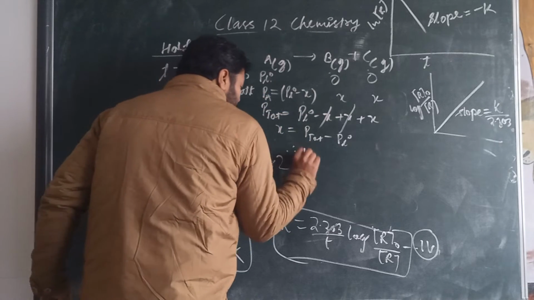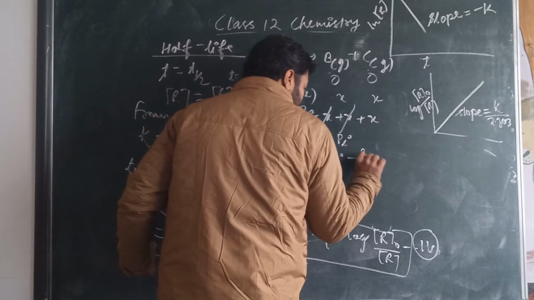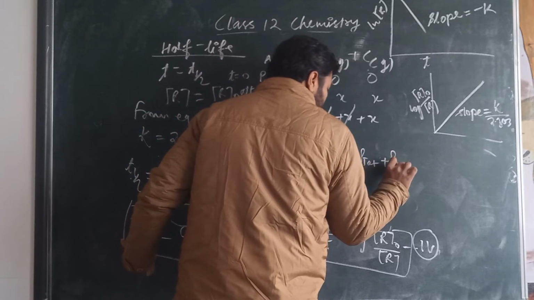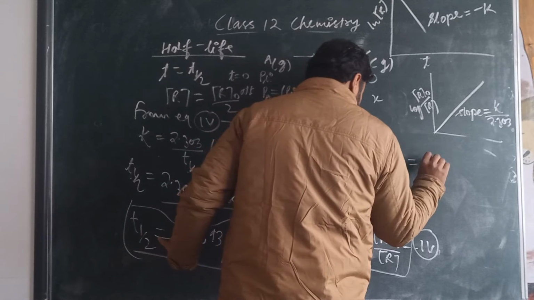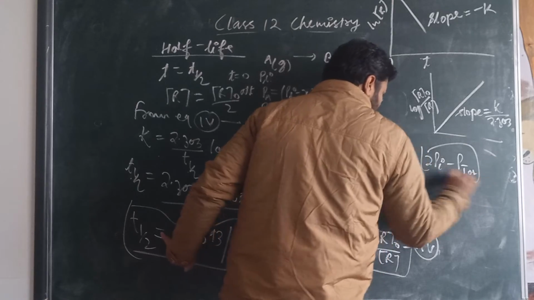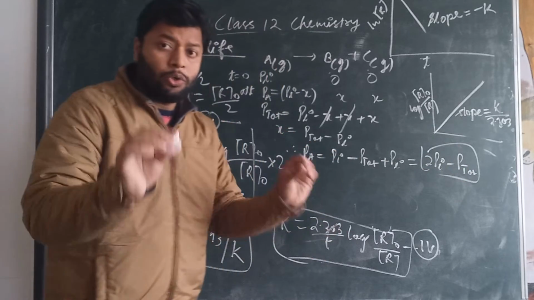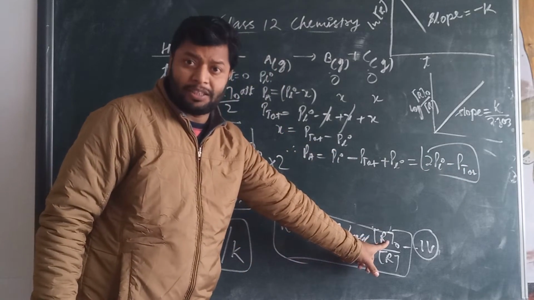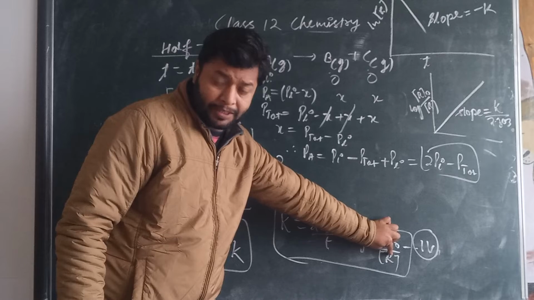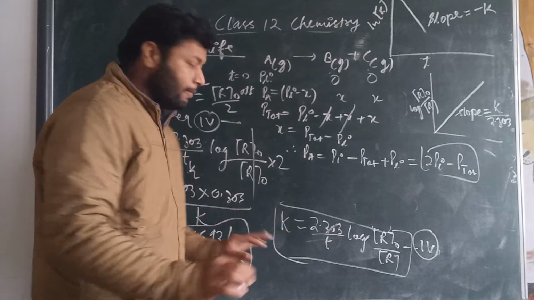When we put this value of X in the formula Pi minus X, we get the value of PA. Therefore PA equals Pi minus P total plus Pi, since minus minus becomes plus, equal to 2Pi minus P total. So the value of PA is 2Pi minus P total. Now look at the formula. This is the initial concentration, this is the final concentration. So according to the formula, there should be the initial pressure of the reactants and the final pressure of the reactants.